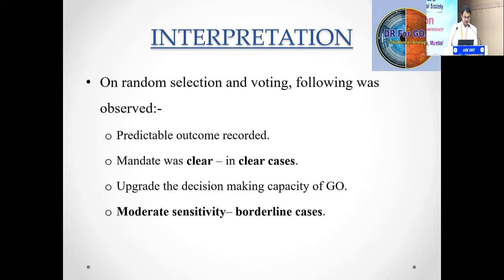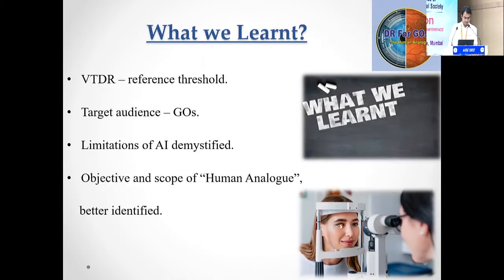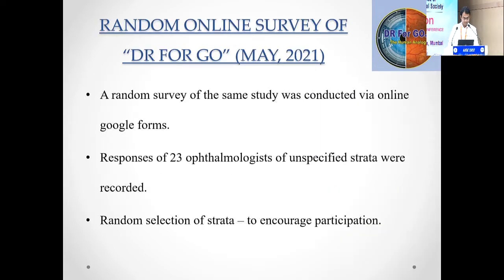So we needed to upgrade the decision-making capacity of the general ophthalmologist. And there was a moderate sensitivity rate in borderline cases. So what we learned is that our reference threshold should be VTDR, which is vision-threatening diabetic retinopathy. The target audience should be general ophthalmologists and not specialists. The limitations of AI were demystified over time, and the objective scope of human analog was better identified.